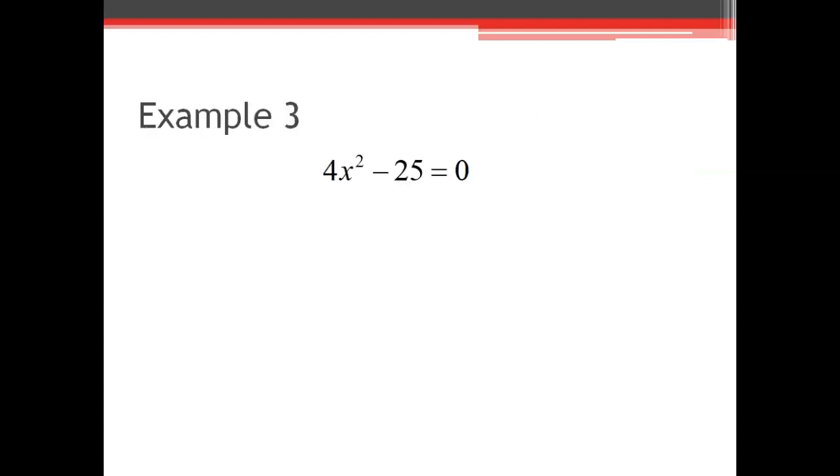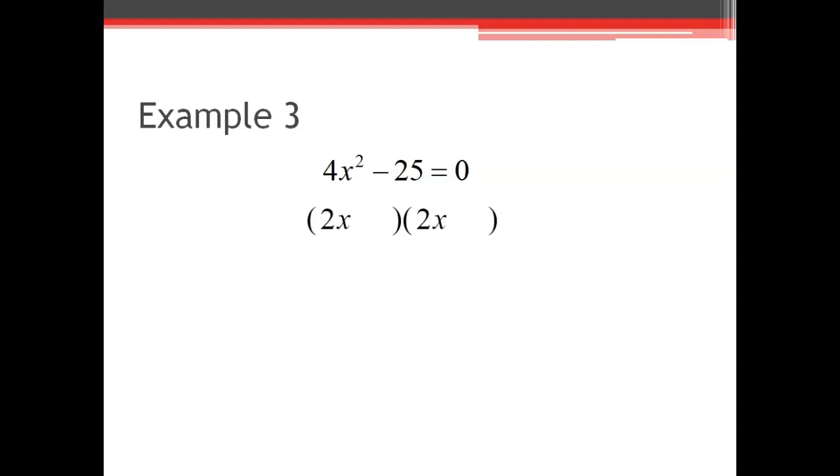All right, so for example 3, we have 4x squared minus 25 equals 0. We can see here we have a difference of perfect squares because 4x squared, if we take the square root, will come out evenly, and same with 25. So what we're going to do is put in our two parentheses that we're expecting here. We're going to take the square root of 4x squared, that's 2x, and I'll write that as the first term inside both parentheses.